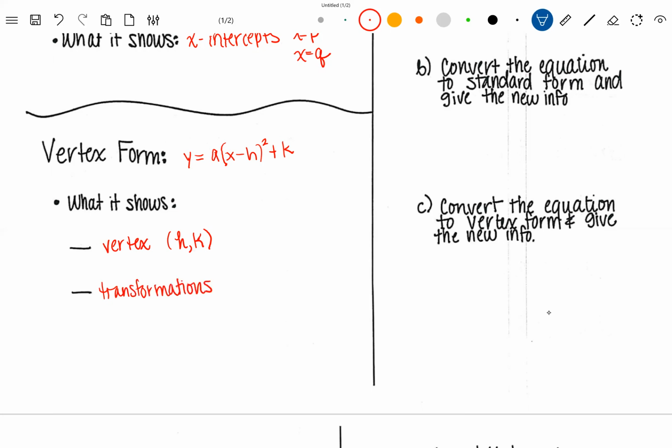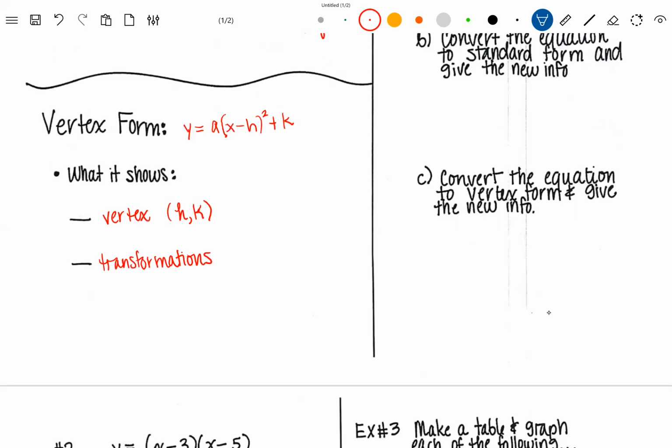So transformations are how the graph is changed from the parent function. The parent function is y equals x squared. The parent function is the absolute minimum that it takes to make that graph. And in order to make a quadratic, a parabola, all you need is x squared. So that's why it's the parent function. Any other numbers or parentheses or anything like that added to it changes the way it looks on the graph. And we'll talk about that in a minute.